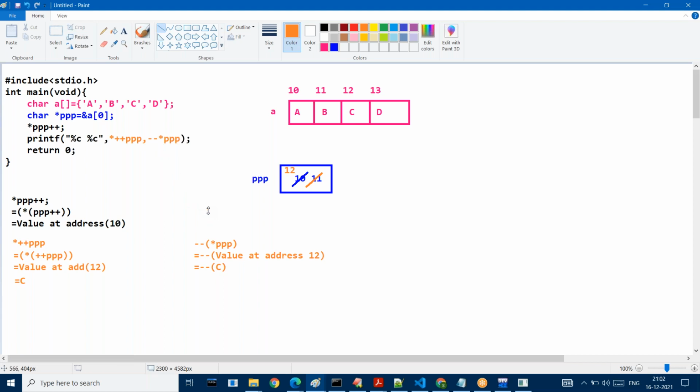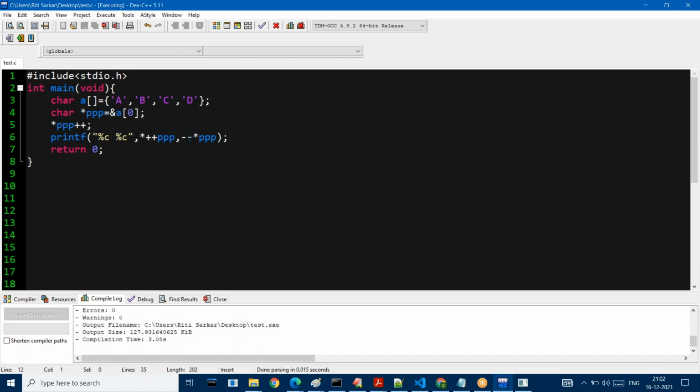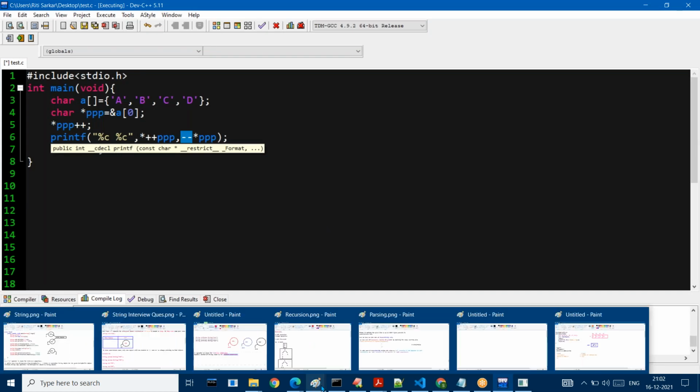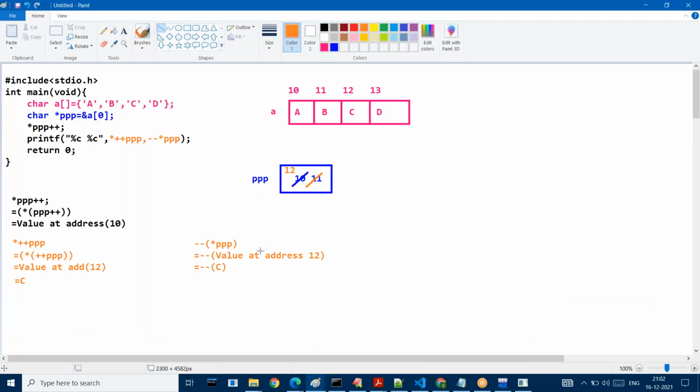Is it one minute, guys? Minus pre-decrement. Minus star PPP means one time it will be decremented. So minus value at address 12.